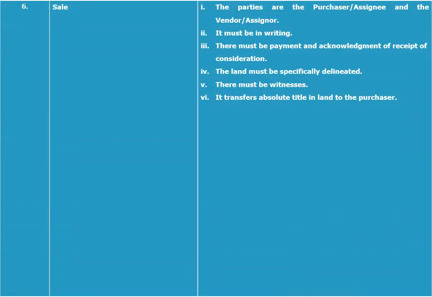Sale. The parties are the purchaser, assignee, and the vendor, assignor. It must be in writing. There must be payment and acknowledgement of receipt of consideration. The land must be specifically delineated. There must be witnesses. It transfers absolute title in land to the purchaser.